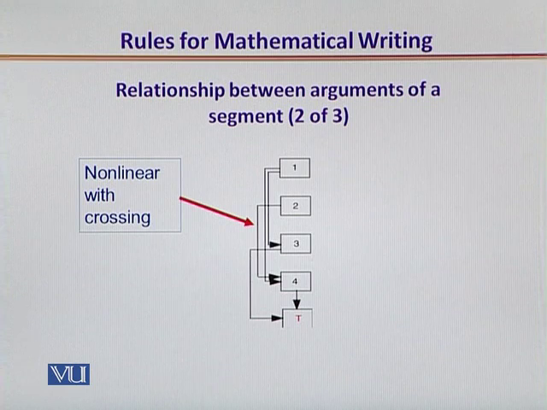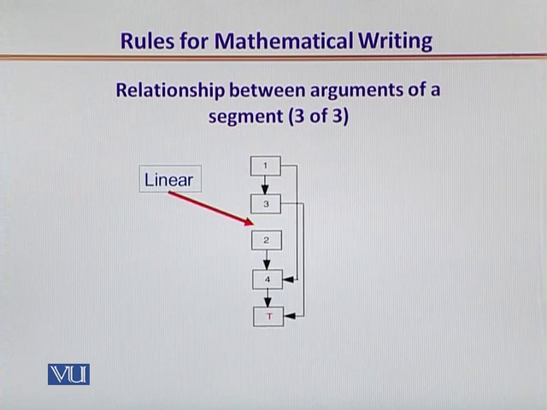This crossing, when represented in the form of a complete segment, aka a mathematical expression, is going to make the understanding a little complicated. So what is the best strategy? The best strategy is actually to go linear. The arguments within a segment are beautifully placed in a linear order.